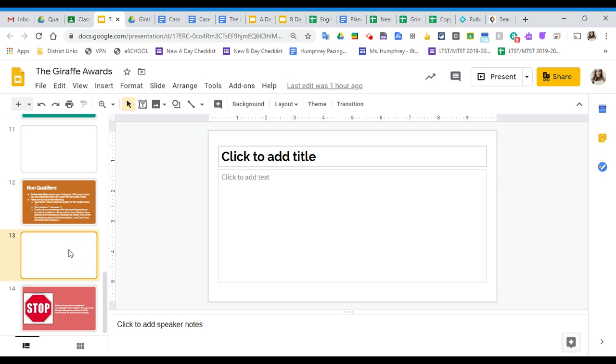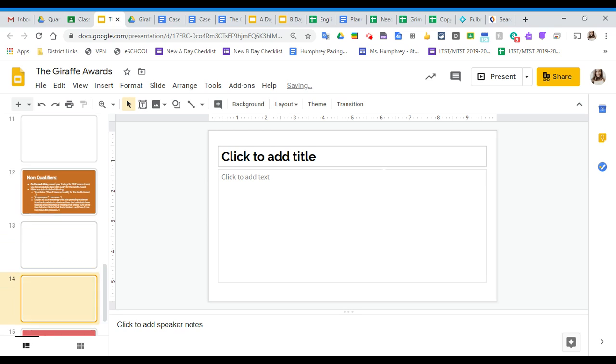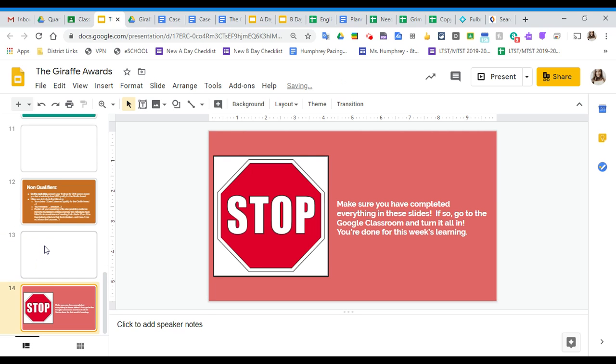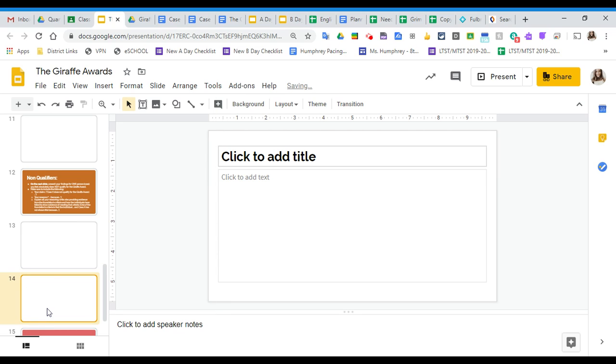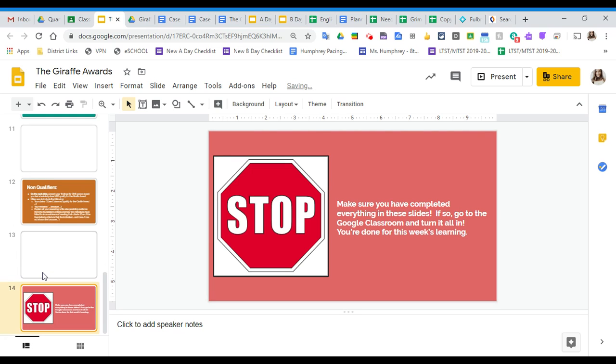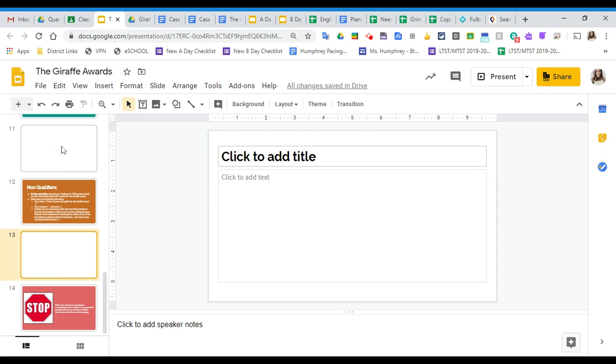If you are in a situation where you run out of space, you can copy and paste the slide if you need to. You can press Control C and then Control V, and it'll make another slide if you run out of room. Or you can right click and say duplicate slide, and it'll make another slide for you. So if you need more space, you can do that.